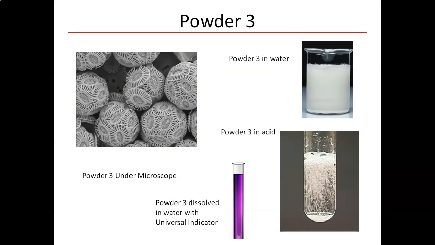Okay, so here's powder 3. Powder 3 under the microscope. We added powder 3 to water. We can see there's still some powder at the bottom here, and then we see what the rest looks like. When we add it to acid, it's a little bit hard to distinguish, but these are bubbles. And then powder 3 with universal indicator. So again, pause the video, record your observations.